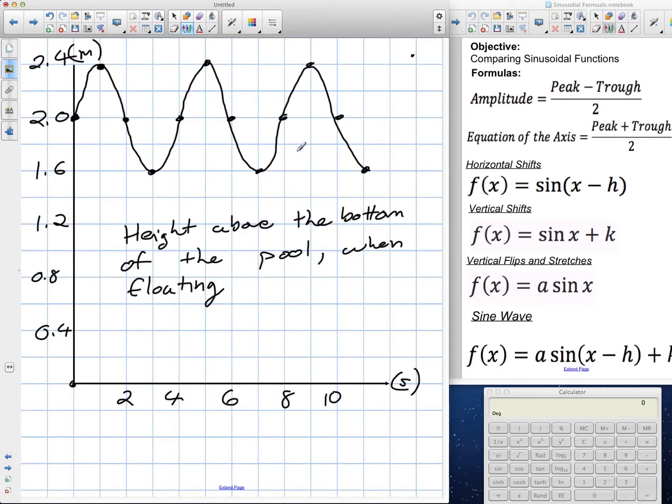So we have a periodic function here. That's good. What would the peak be in this function? 2.4. Good. The peak is 2.4. And what's the trough, the lowest point? Good. So we got those two things down. How long is a period in this function? 8. 6.